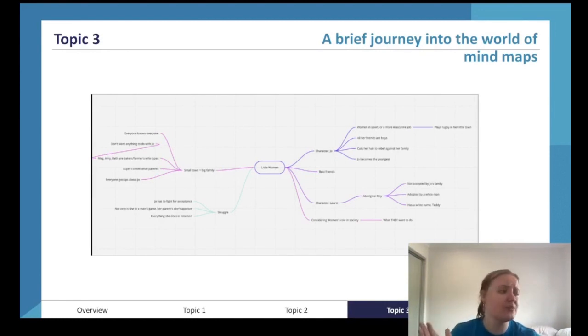So there are plenty of free websites online that you can use to create them, but of course you can just draw up your own on a piece of paper or on something like an iPad as well. So I definitely encourage you to have a go at some mind maps. They can be really helpful.